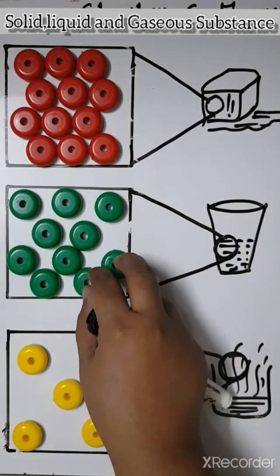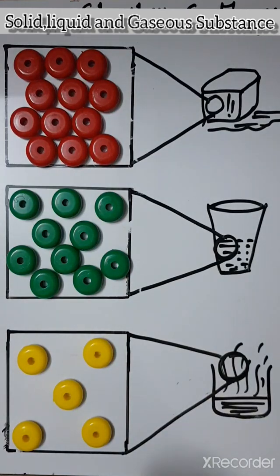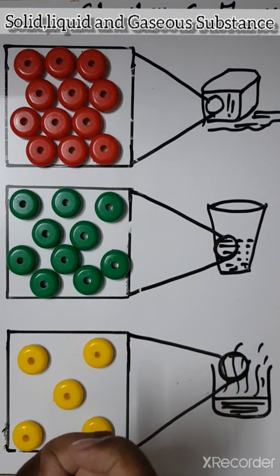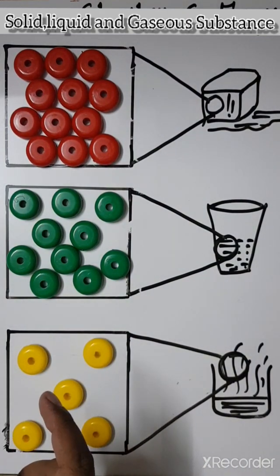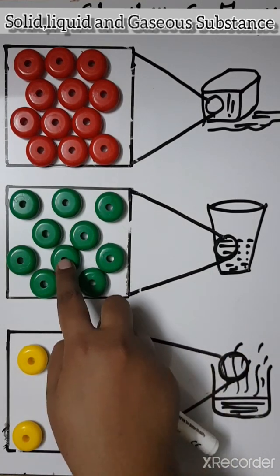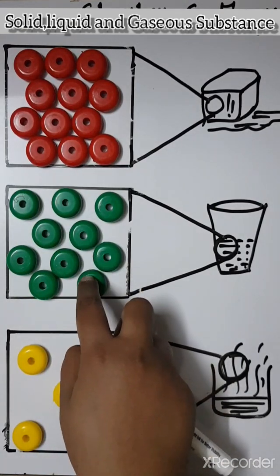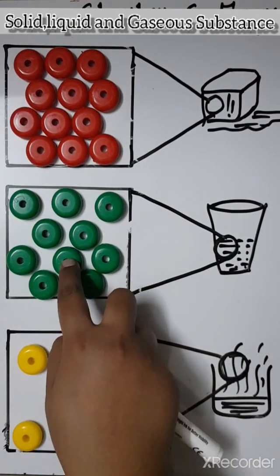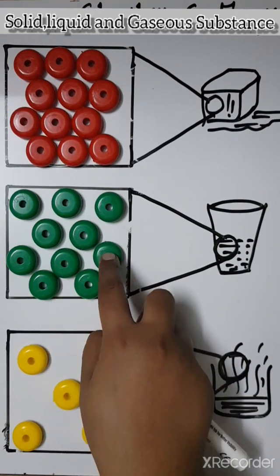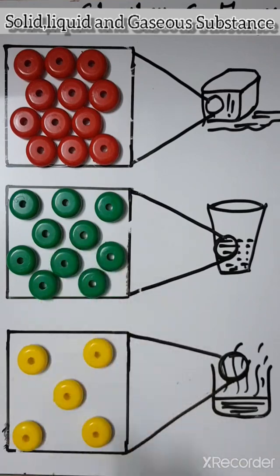Here if you see, we cannot move these molecules. Why can we not move these molecules? Because they are already very close to each other, so we cannot move them further. But here, in a liquid state, there is a small gap, so they can move slightly from their position. So in a liquid state, the molecules are slightly away from each other.